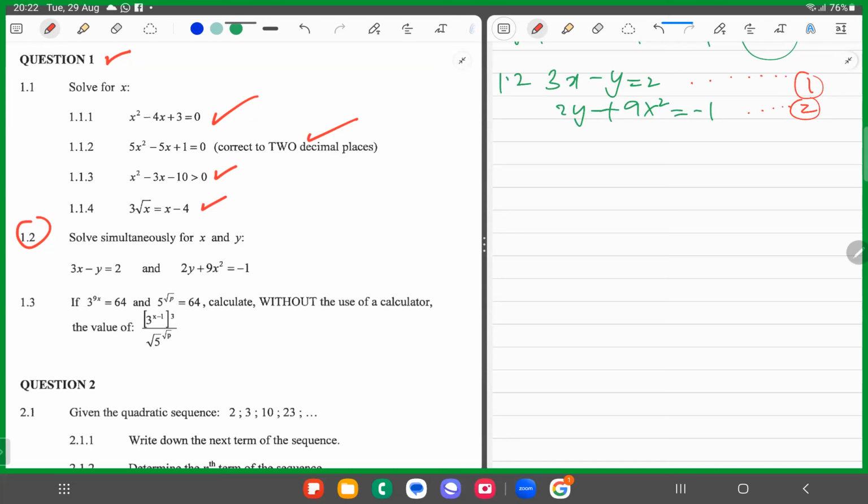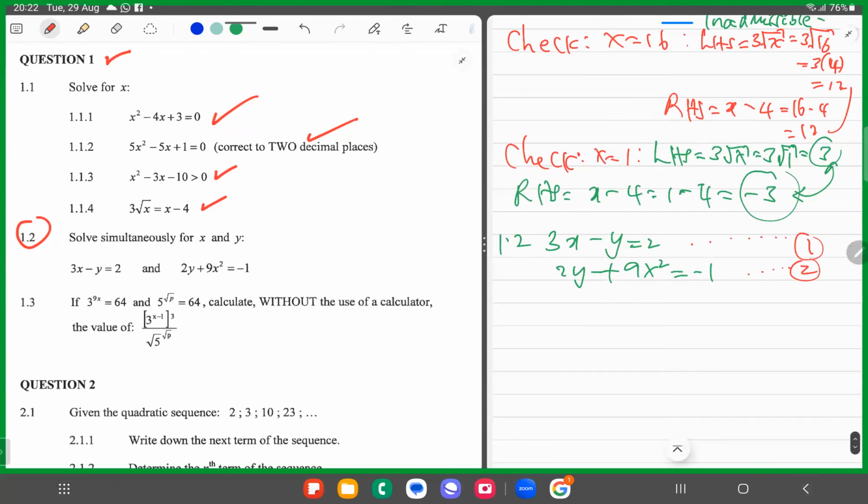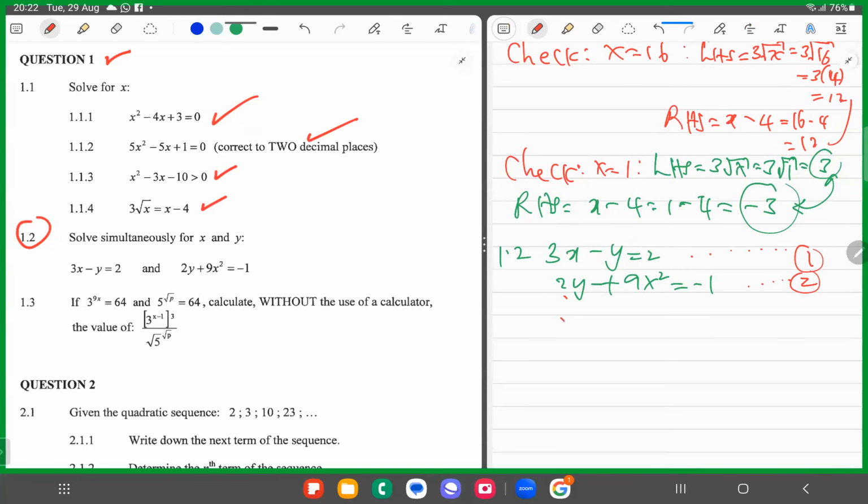You can easily solve this, but you just make y the subject in one of the equations. So we're going to make y the subject in the first equation. Looking at the first equation, moving y to the other side and moving 2 to the other side, y equals 3x minus 2. So what you do is you put this into equation 2.